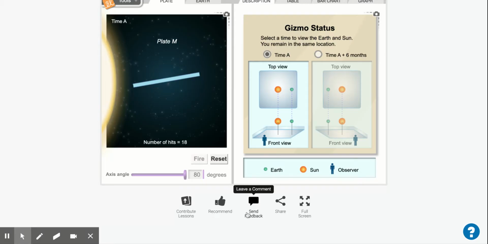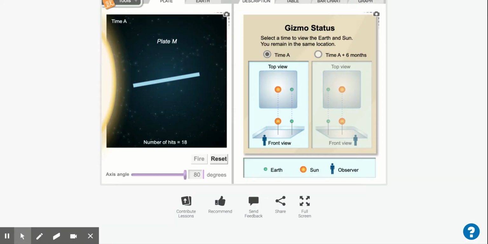Then it says, analyze what is the relationship between the axis angle and the number of solar rays that hit the plate. So you're going to look at the two tables that you made and analyze. So analyze means to look at and think about what is a pattern that you see between the angle and the number of hits in the plate.